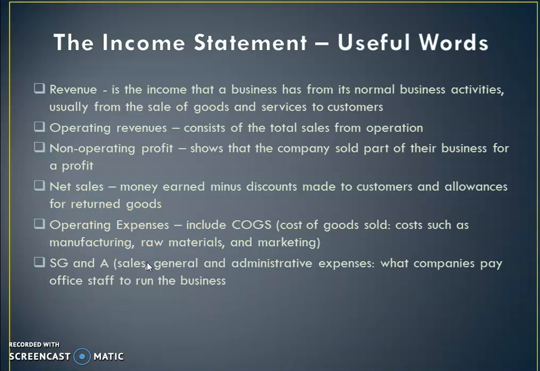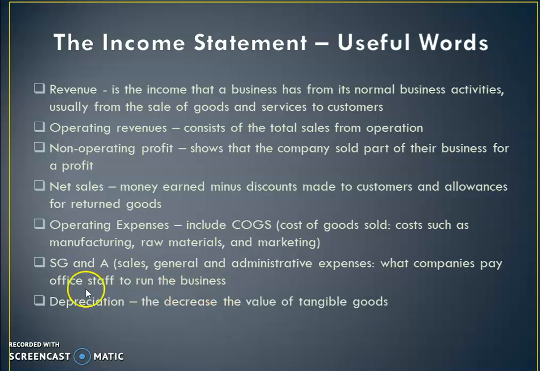Another one here is SG&A. It means sales, general, and administrative expenses. So this is what companies pay office staff to run the business. So it includes the salaries and wages, and of course insurances for staff and any other expenses.